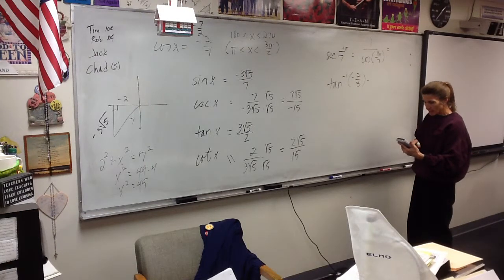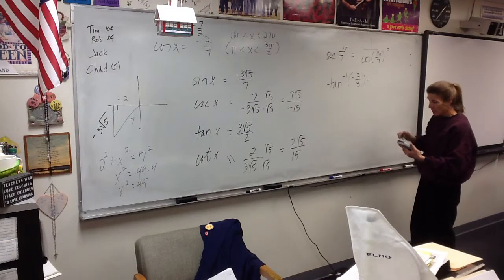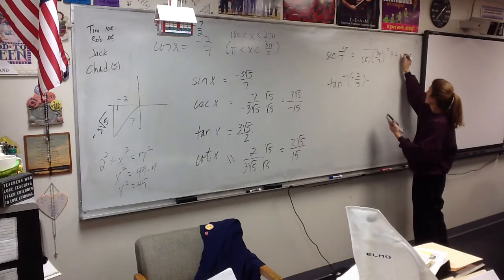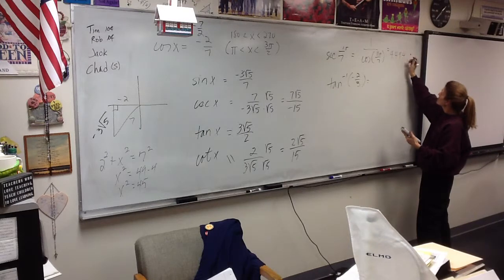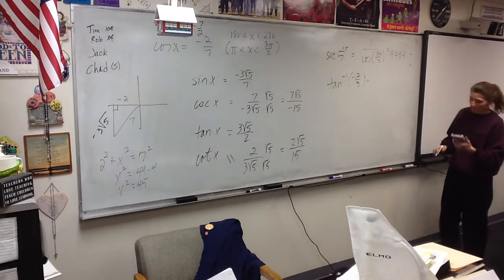And I got 4.49. There are no rounding instructions given, so I'm just going to make them up: 4.494.